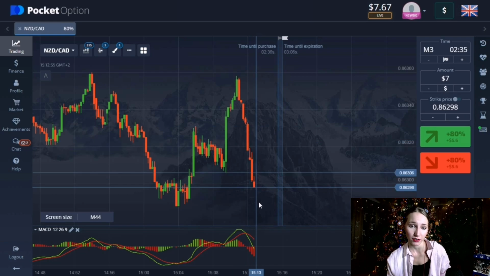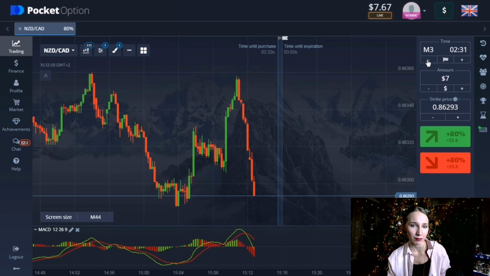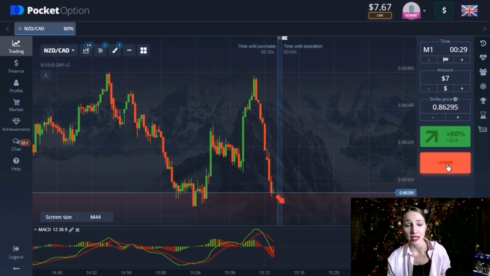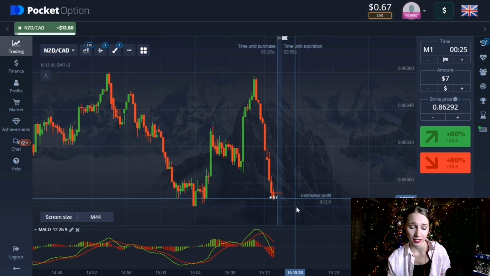Well, here we can see that our indicator showed us that there is an entry point, and also on the chart there is a very good downward movement. And in this situation, let's open a trade for 1 minute with down. I think the price will keep on moving to the support level and 1 minute will be the best here. So guys, let's check it.